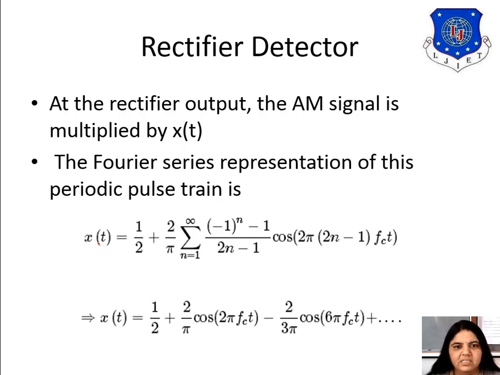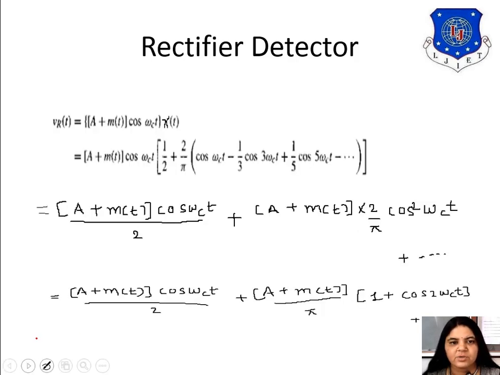Now here you can see x(t), that's a pulse train. In the earlier video we have also seen that when the pulse train is there, the Fourier series representation of that x(t) is equal to 1/2 plus 2/pi cos 2 pi fc t minus 2/(3 pi) cos 6 pi fc t plus and so on. So now it is vR(t) across the resistor.